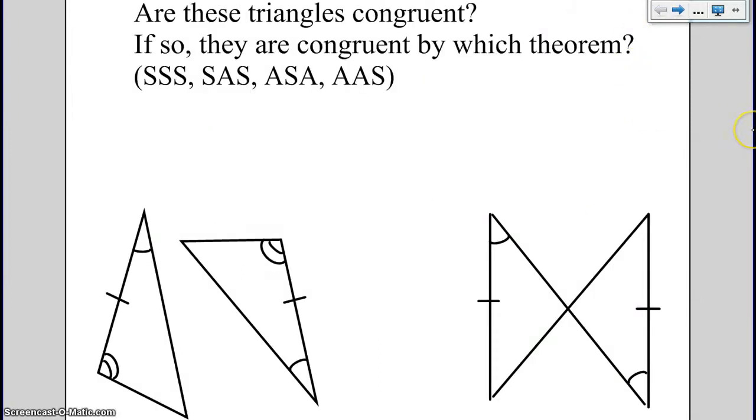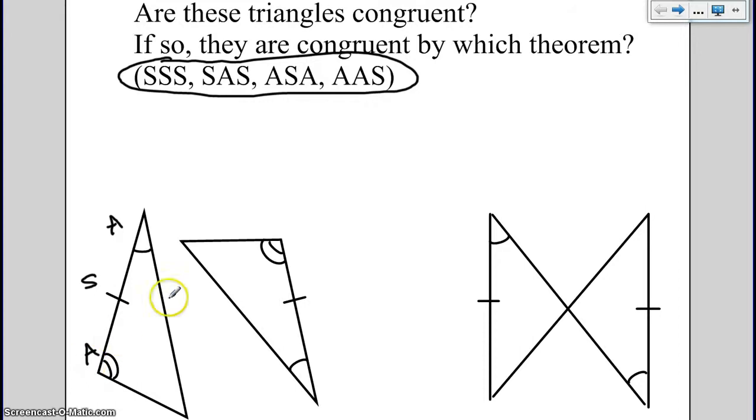Last semester we talked about congruent triangles. We said in order for two triangles to be congruent, I have to use these theorems: SSS, SAS, ASA, AAS. Here, I have two triangles. I need to figure out if they are congruent, and I need to see which theorem it is. Well, they give me an A here, and an S, and an A. So that looks like that one.